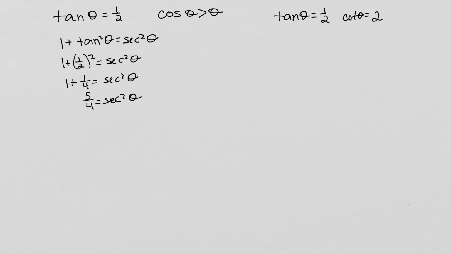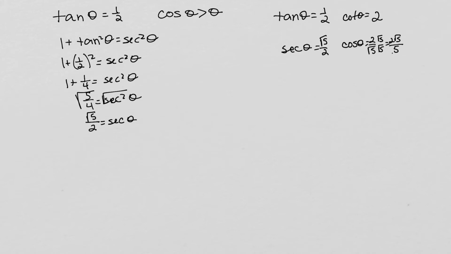And then what we would need to do is square root each side to get secant alone. So that gives us the square root of 5 over 2 for secant theta. So we know that secant of theta is square root of 5 over 2. And that means our cosine of theta, which is the reciprocal of secant, is going to be 2 over the square root of 5. If we rationalize that, we get 2 root 5 over 5.